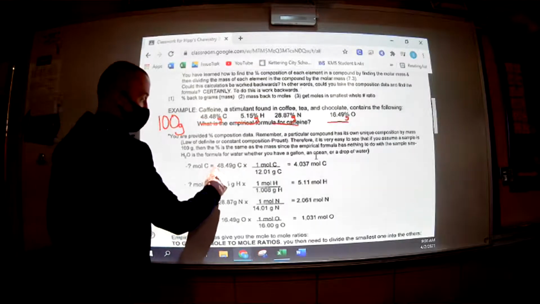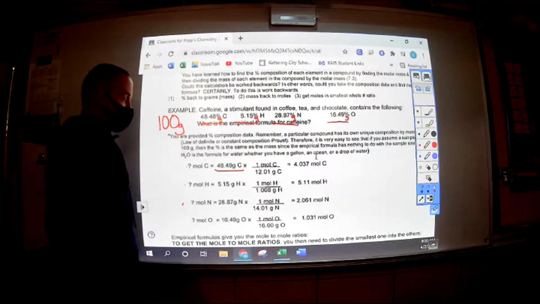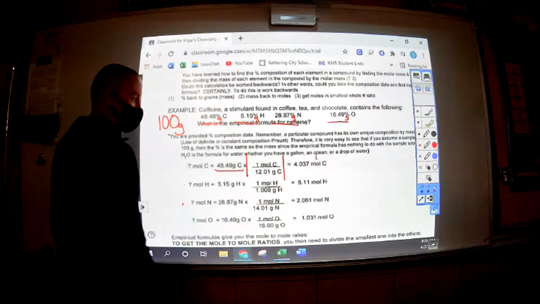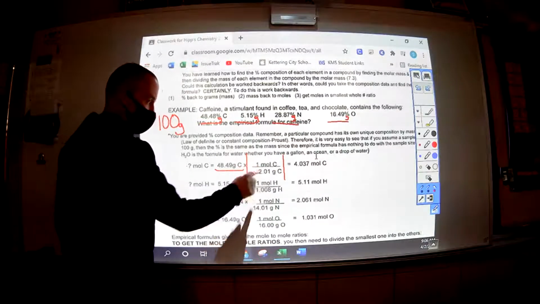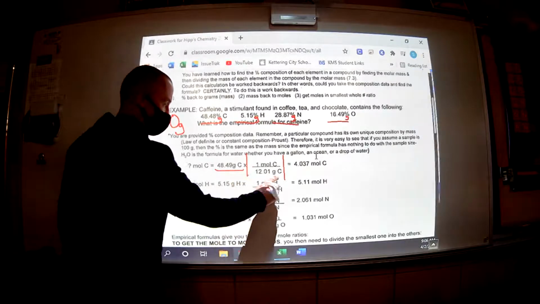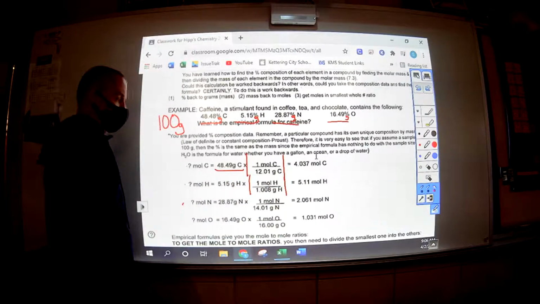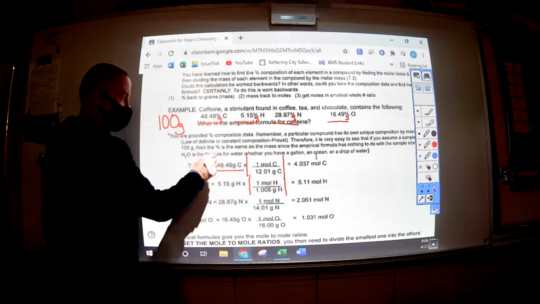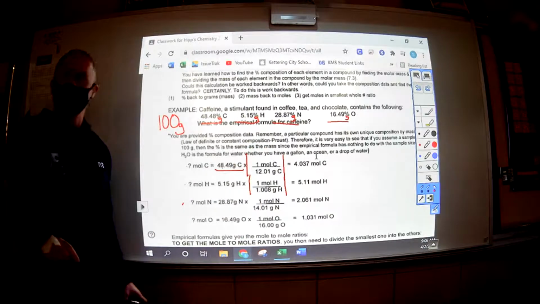If I know that I have 48.49 grams of carbon in the sample, I can use the periodic table. 1 mole of carbon is 12.01 grams. That's my conversion factor. I can use the periodic table and say 1 mole of hydrogen is 1.008 grams. Grams are on top here, so I put them on the bottom. I'm looking for moles. It goes on top.